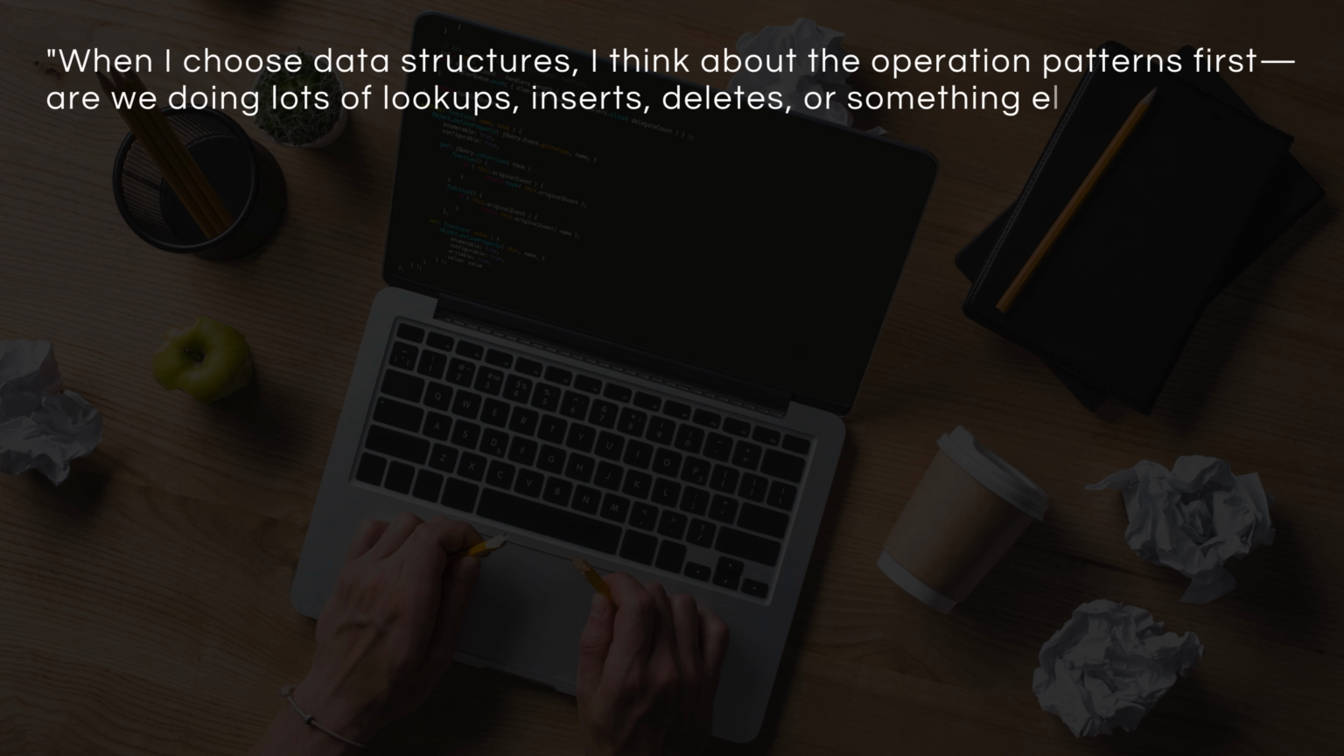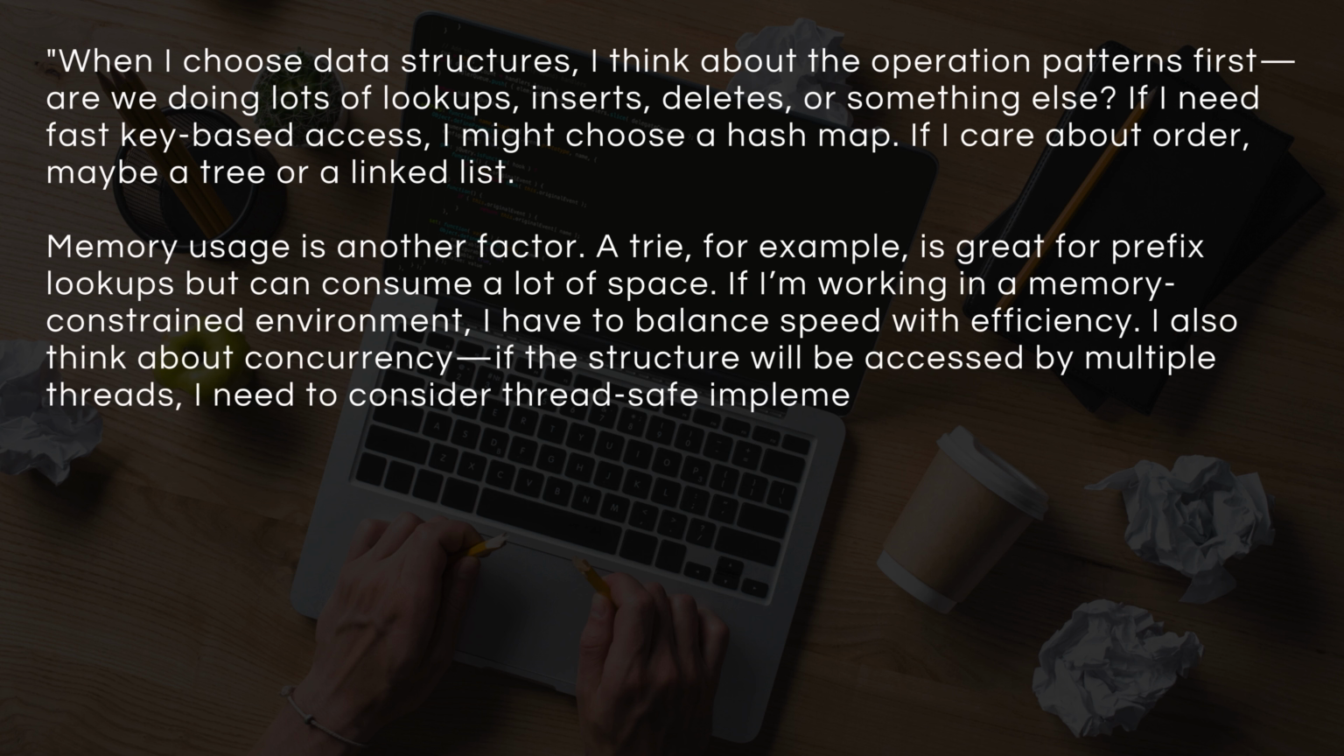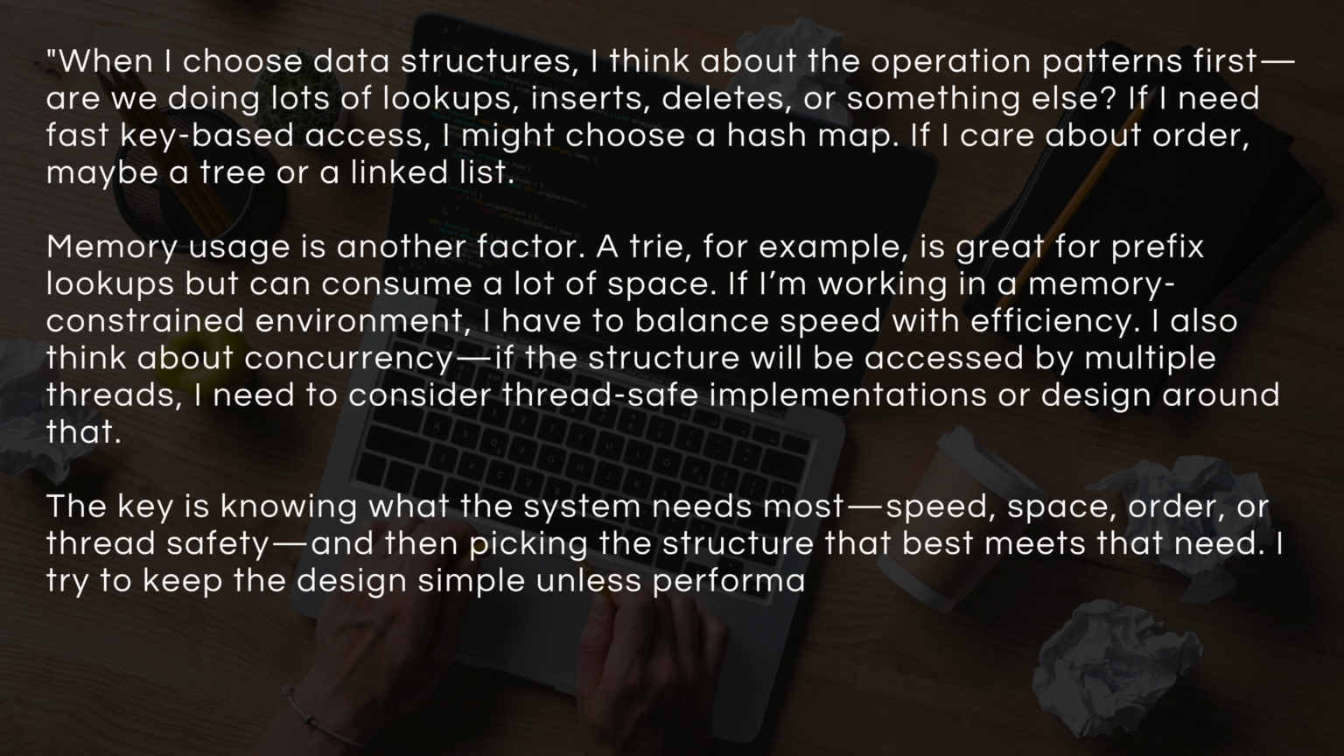When I choose data structures, I think about the operation patterns first. Are we doing lots of lookups, inserts, deletes, or something else? If I need fast key-based access, I might choose a hash map. If I care about order, maybe a tree or a linked list. Memory usage is another factor. A trie, for example, is great for prefix lookups but can consume a lot of space. If I'm working in a memory-constrained environment, I have to balance speed with efficiency.